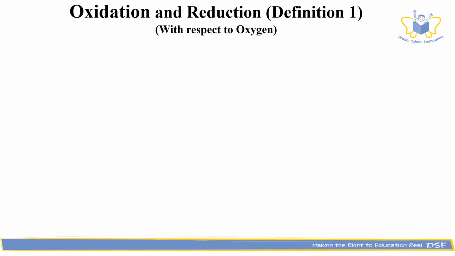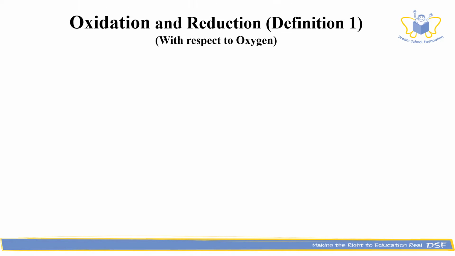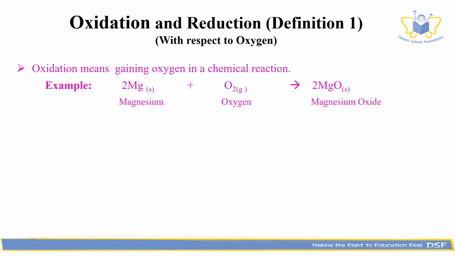The first definition of oxidation and reduction is with respect to oxygen. Oxidation means gaining oxygen in a chemical reaction. The most obvious definition of oxidation is the addition of oxygen. For example, when magnesium burnt in air gains oxygen and gets oxidized, we say that magnesium is oxidized to magnesium oxide. And similarly, loss of oxygen is said to be reduction.